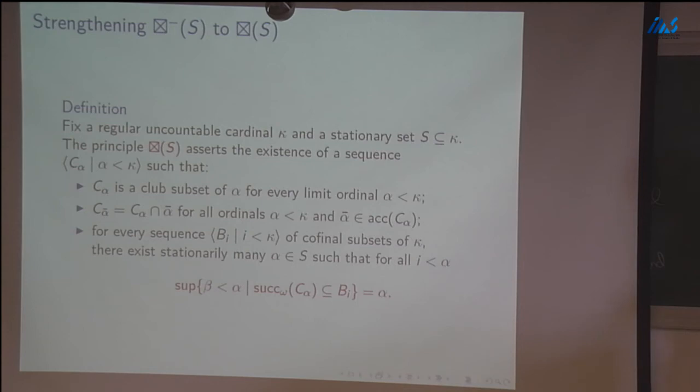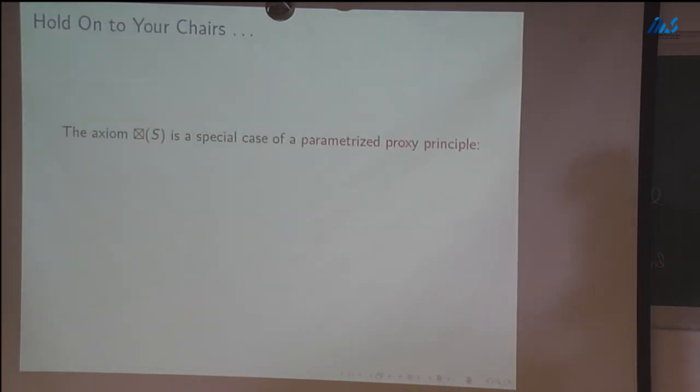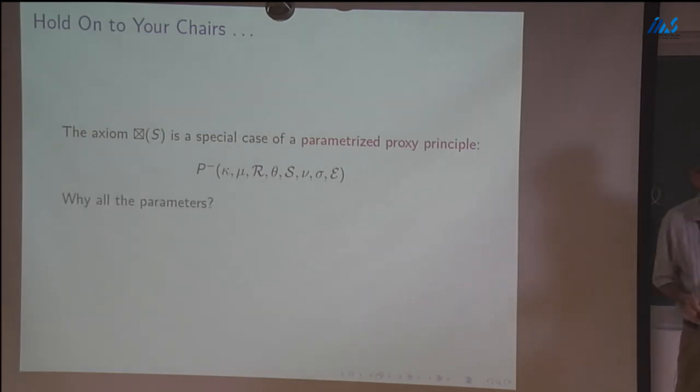Okay. All right. So if that wasn't complicated enough, that was actually a special case of a parametrized proxy principle, which we've defined with something like eight parameters. All right, I'm not going to give a definition here. But why all these parameters?